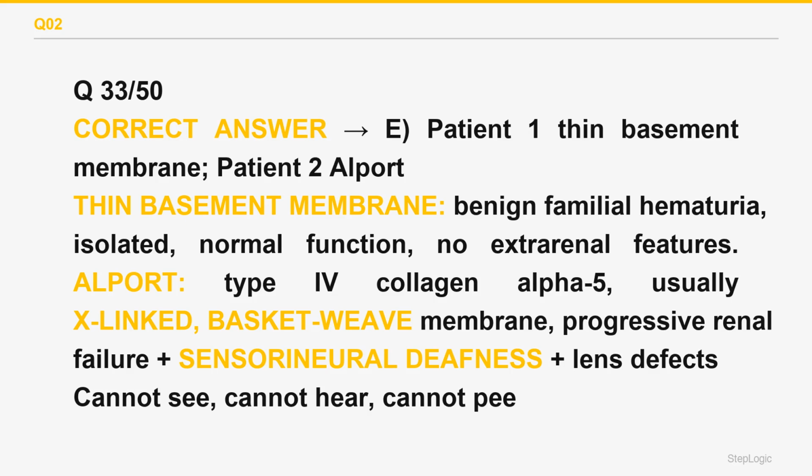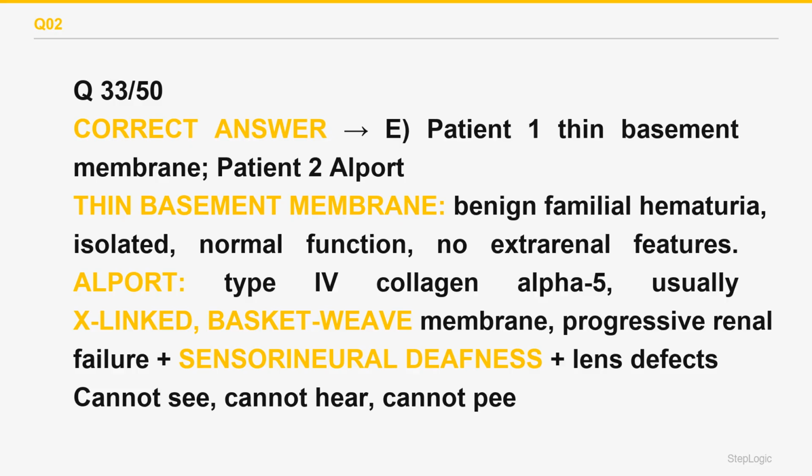The mnemonic cannot see, cannot hear, cannot pee captures the triad efficiently, and the X-linked inheritance explains why affected males are more severely involved than carrier females. Choice B deserves a moment because IgA nephropathy also causes recurrent hematuria in young men, but it does so in episodes following mucosal infections rather than persistently, and it lacks the family pattern of benign disease described in patient 1.